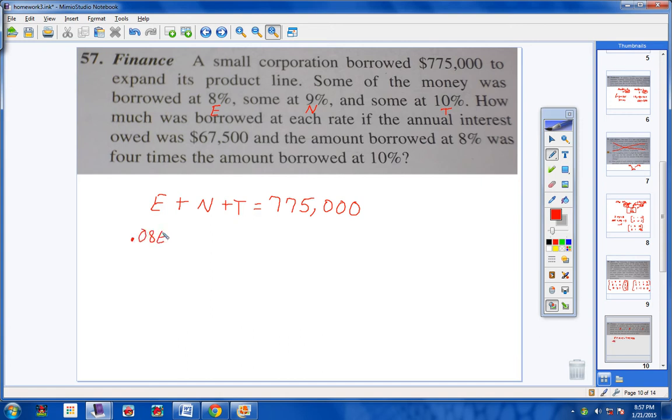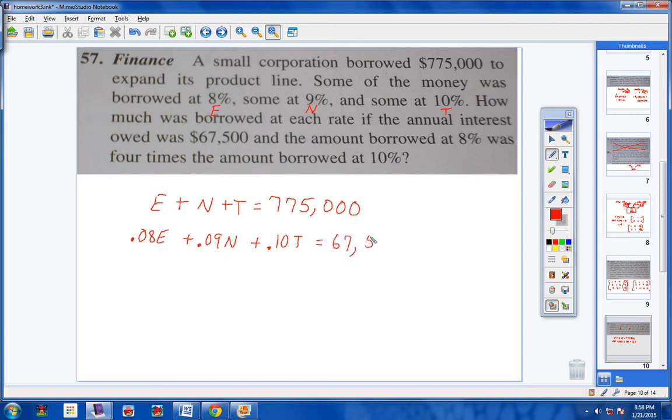Now, if I take the amount I borrowed at E and multiply it by 0.08, that gives me my interest right here for the 8%. And then for my 9%, if I multiply my amount times 0.09, that gives me the interest here. And then plus, if I multiply my amount at 10% by 0.10, that gives me the interest here. So I have interest plus interest plus interest would give me total interest, okay? So my total interest, if you'll look at the problem, they tell me the total interest owed was $67,500. So my total interest will be $67,500.